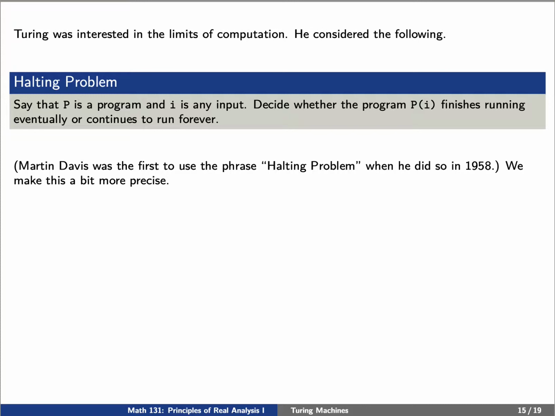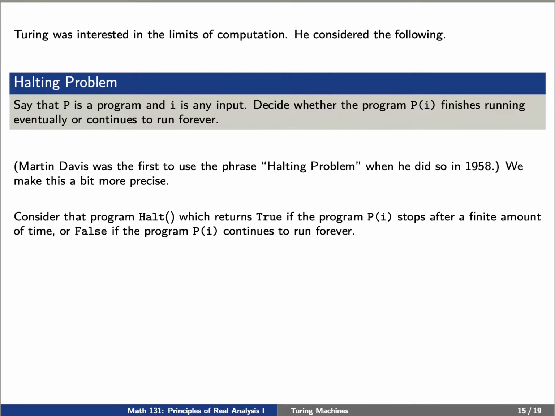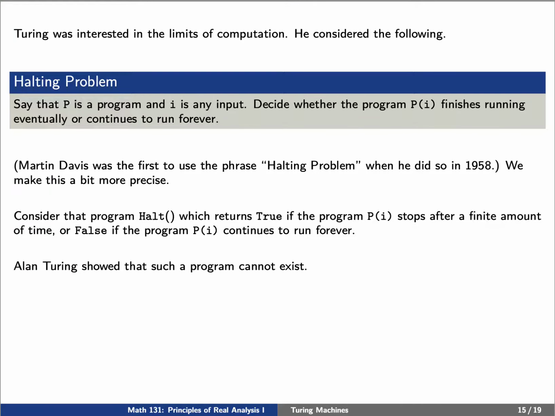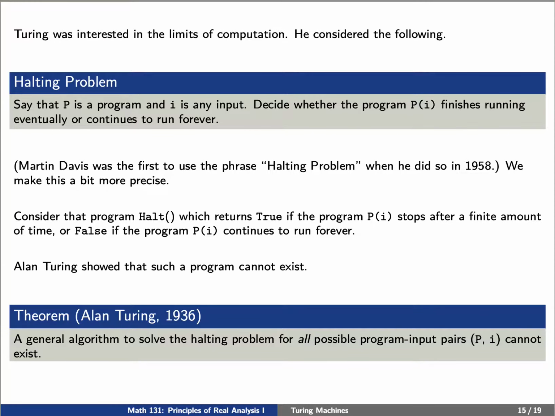Let's try to make all of this a bit more precise. Let's consider that program halt, which returns true if the program P of I stops running after a finite amount of time, or false if the program P of I continues to run forever. Turing actually proved that such a program cannot exist. In fact, he proved in 1936 that the general algorithm to solve the halting problem for all possible program input pairs cannot exist. Before we try to discuss this in any more detail, let's maybe go over some examples.